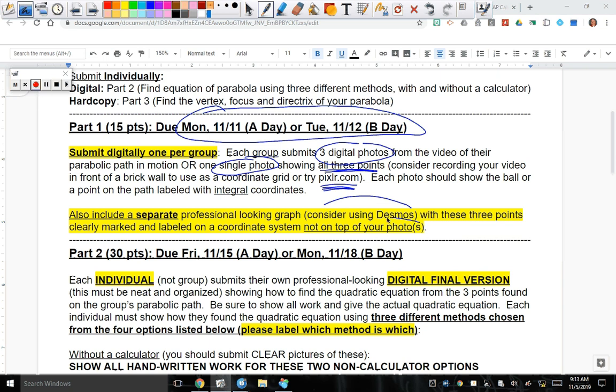Guys, when I want this Desmos, I do not want these points on top of your photos. Don't try to do a Desmos graph by putting the picture on there. I just want a Desmos graph. The photos are something different. Do we understand? Are there any questions?